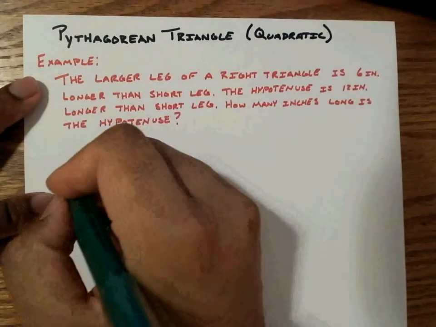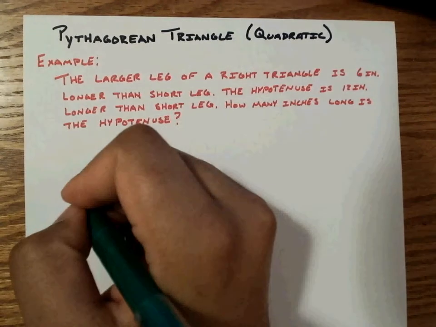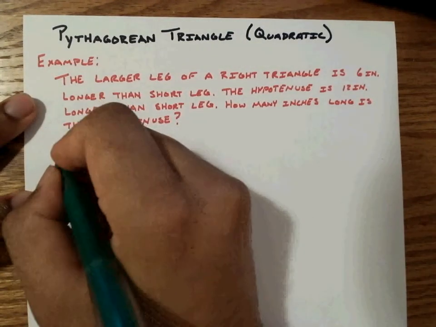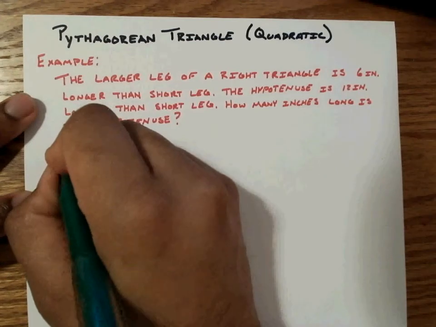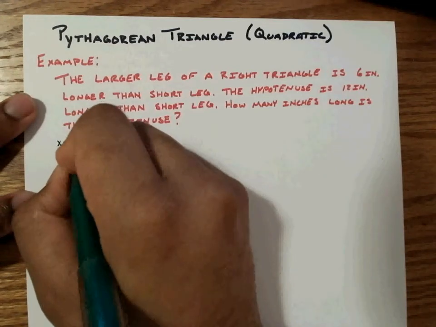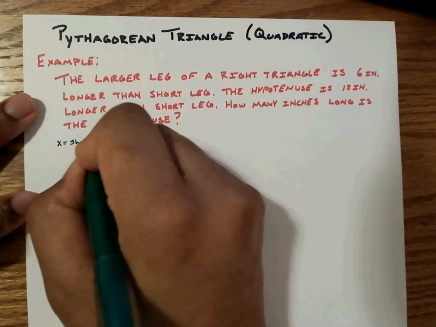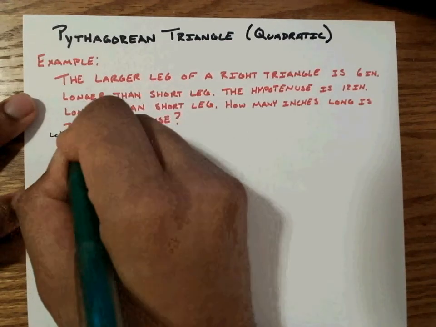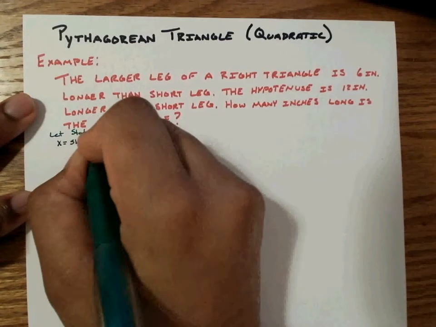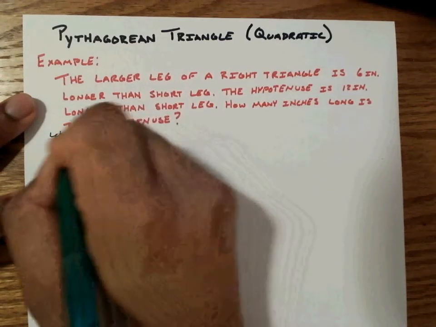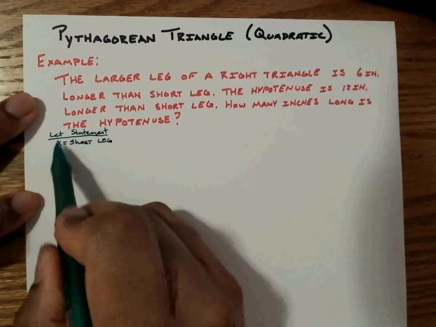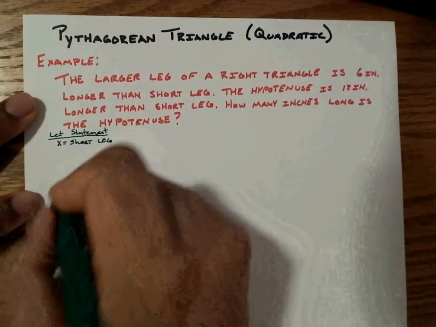So in this problem, we're going to identify our different legs. So let's call our short leg X. So this is going to be our short leg. And again, this is just like a little let statement. Again, we call it let statements because we want to let X represent the short leg.